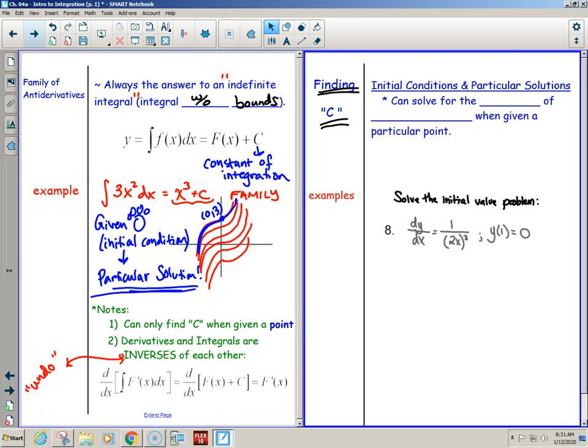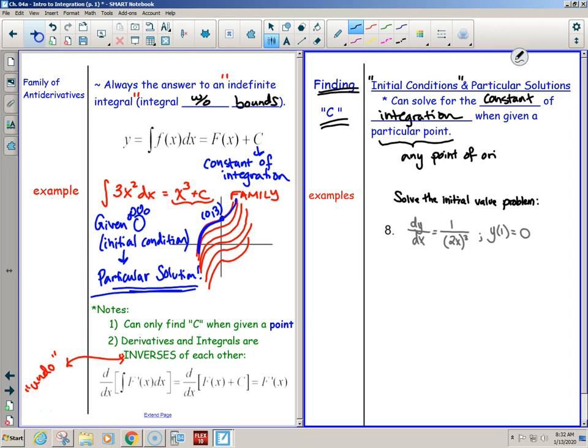So just giving you the name for the C, you can solve for the constant of integration, aka the plus C, when given a particular point. It's called an initial condition, but it doesn't always have to be at x equals 0. Given a particular point, given any point of the original function.